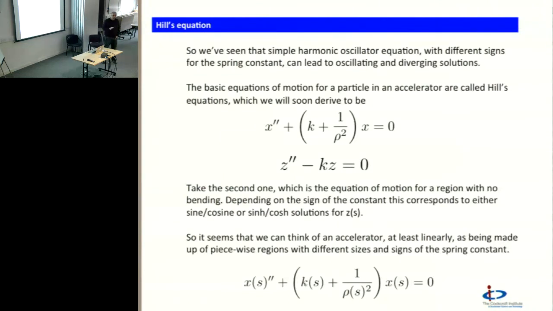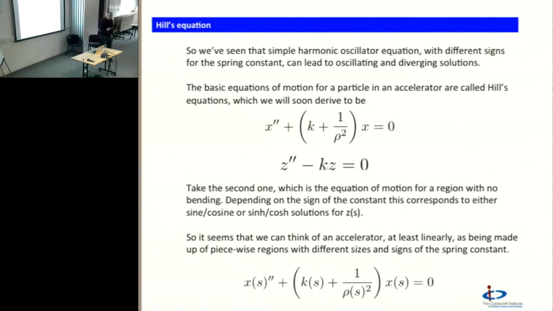So the solution for them, for us, is now trivial. We know what's going on. If you look at these basic accelerator codes, the linear motion is just a whole bunch of sines, cosines, sinhs, and coshs. So you can think of an accelerator, at least in the linear approximation, as being made up of piecewise regions with different sizes and signs of the spring constant. An accelerator is basically a bunch of regions where we have different values of some spring constant acting on some particle. That's all it really is. So we give k an argument of s, and we give rho an argument of s.